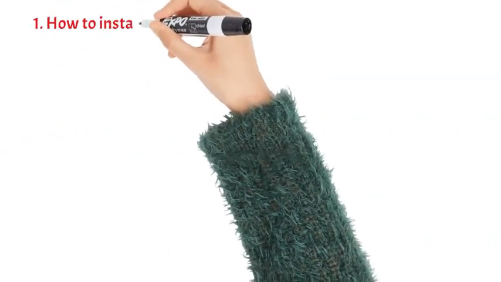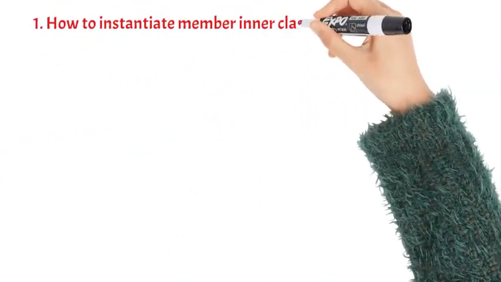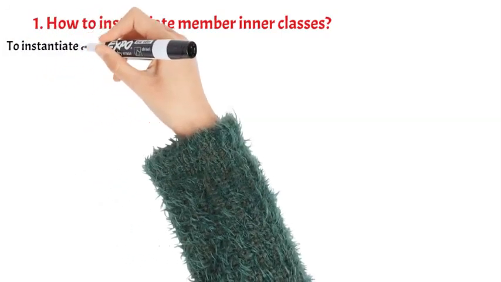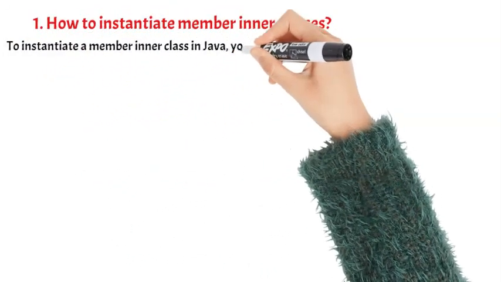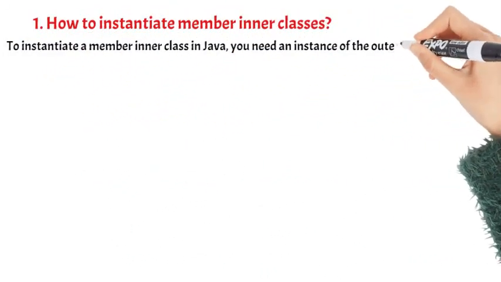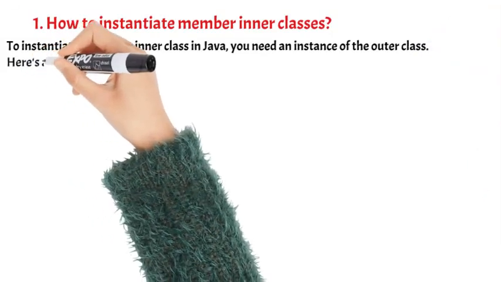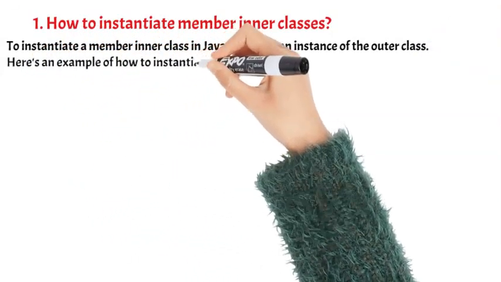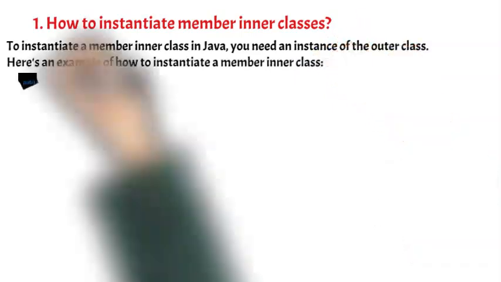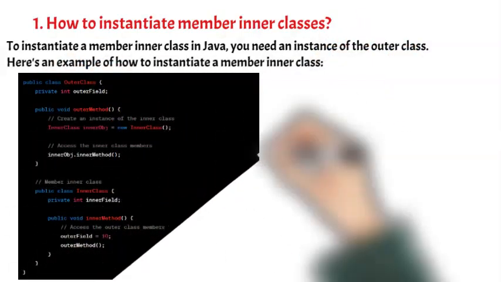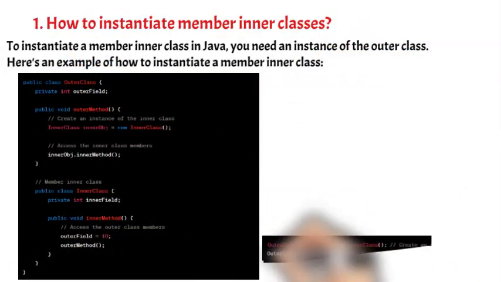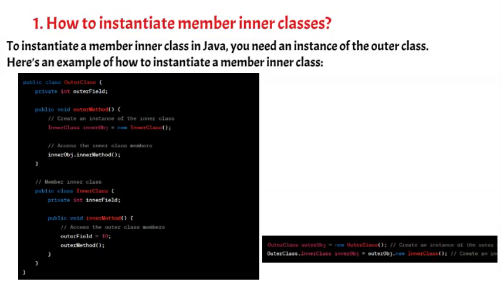1. How to instantiate member inner classes. To instantiate a member inner class in Java, you need an instance of the outer class. Here's an example of how to instantiate a member inner class. In the above example, the inner class is a member inner class of outer class.